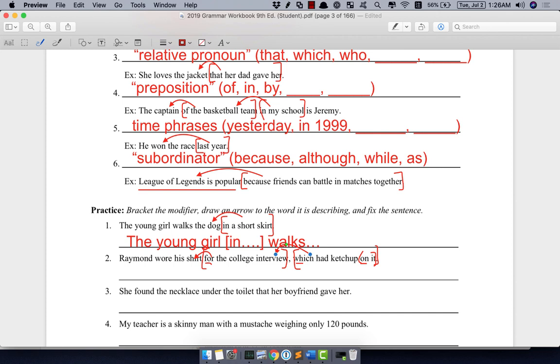And that doesn't quite make sense because the interview probably doesn't have ketchup on it. Interview is like 面试, so 面试 wouldn't have ketchup on it. So what has ketchup on it is the question you should be thinking of when you're fixing the sentence. And it's the shirt that has ketchup on it, right? So how can you fix this sentence?